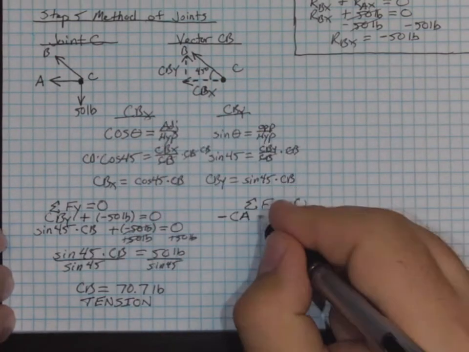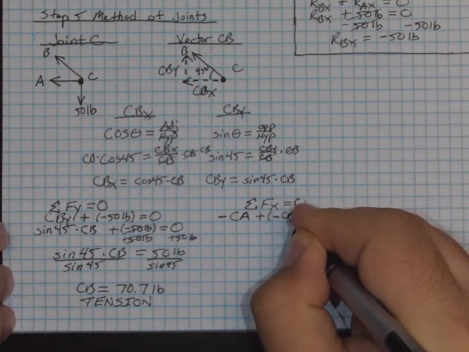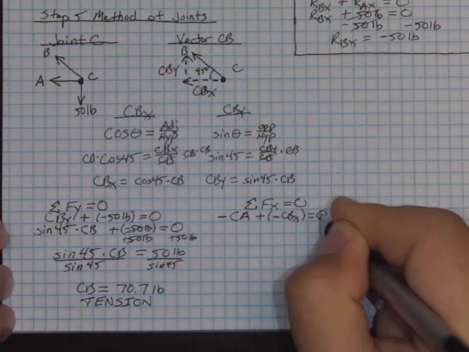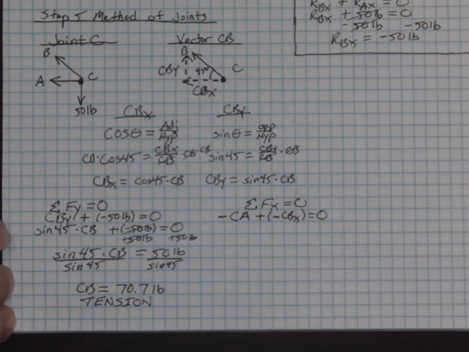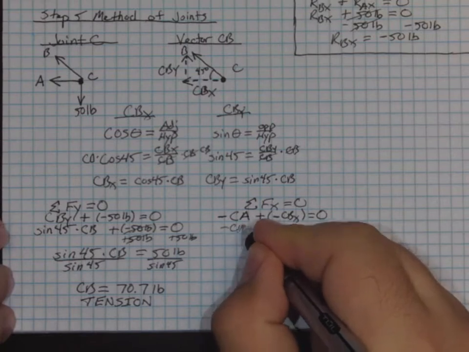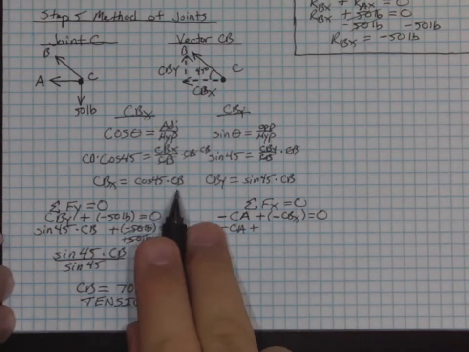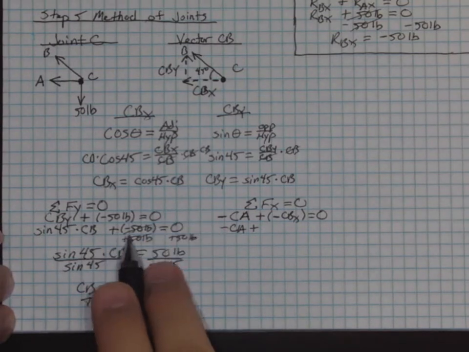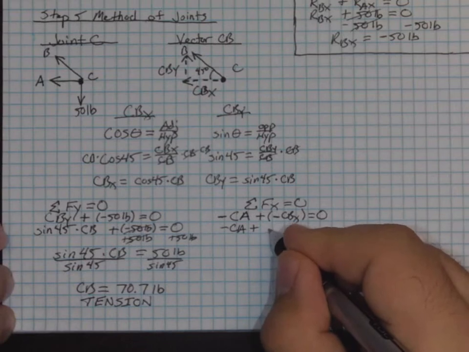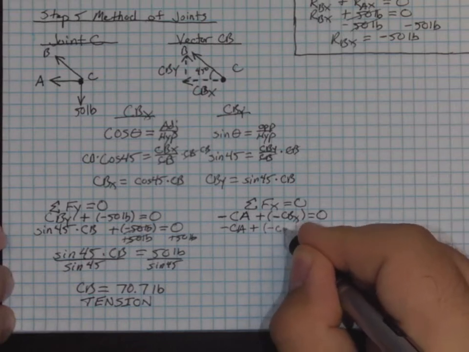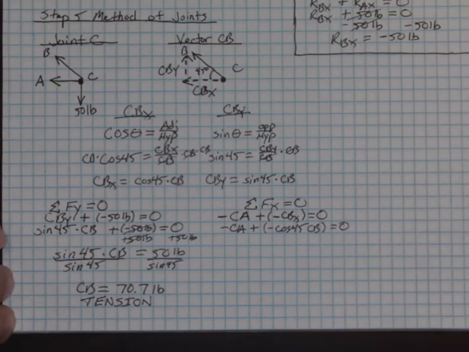And then I've got a CBX moving to the left. So I'm going to do a plus, a negative CBX. Those are the only two forces that I have, and I'm going to start to look at what I'm going to do here. Negative CA plus, now CBX is equal to the cosine of 45 CB. Very similar to how we did down here to substitute that in. We're going to do the exact same thing here. So plus, this is going to be a negative cosine 45 times CB, which is equal to 0.